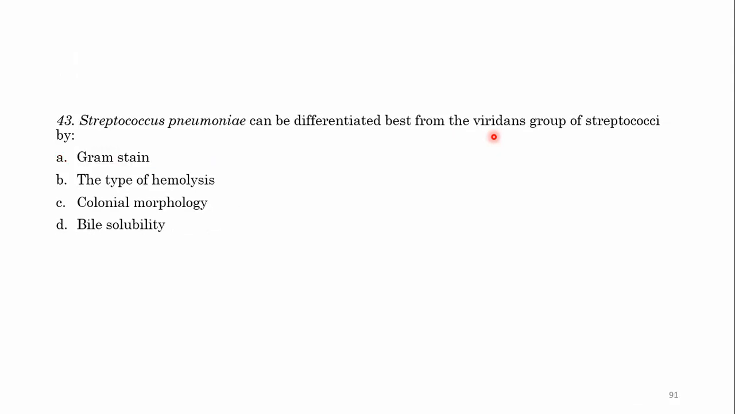Number 43, Streptococcus pneumoniae can be differentiated best from the viridans group of streptococci by A, gram stain, B, the type of hemolysis, C, colonial morphology, D, bile solubility. Okay, so we have a repeated question here. The correct answer is D, bile solubility test. So we already rationalized this a while ago. There's a similar question that we already rationalized a while ago.